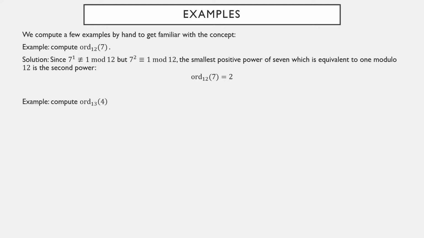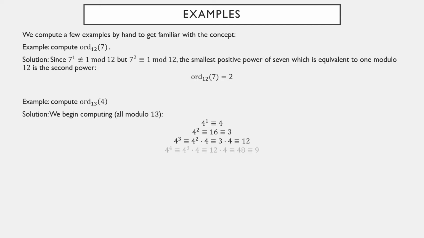Next, let's compute the order mod 13 of 4. So we just start computing powers of 4, and these are all reduced modulo 13. 4 to the first is equivalent to 4. 4 squared is 16, but that's equivalent to 3. Remember, we're working modulo 13 now. 4 cubed is 4 squared times 4. We've already computed that 4 squared is equivalent to 3. So 4 cubed is actually 3 times 4, which is 12.